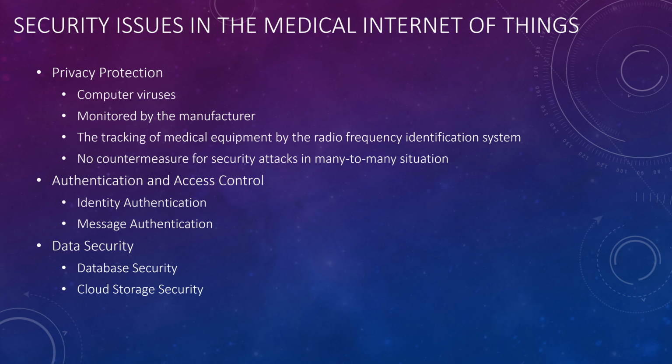Security issues in the medical Internet of Things mainly exist in privacy, authentication, and data security. There are four risks in privacy protection. The first one is attack by computer virus. Medical privacy is exposed without being noticed. The second one is the tracking of medical equipment by the radio frequency identification system, which threatens privacy and security.